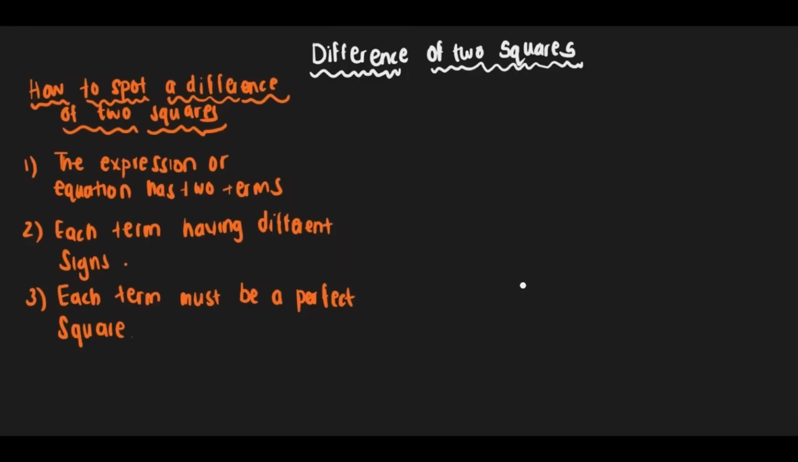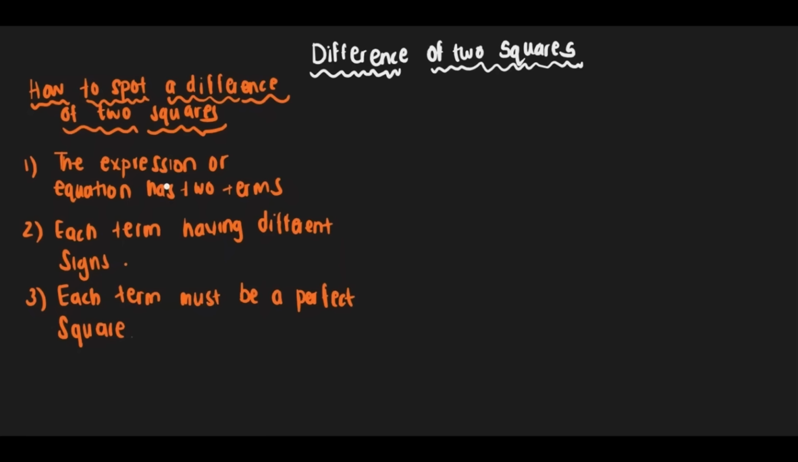In order to solve difference of 2 squares, we need to first make sure that our expression or our equation satisfies these 3 conditions, and it needs to satisfy all of them. So the first one says that the expression or equation has 2 terms. Then the second one says each term having a different sign, meaning one term is positive and the other one is negative. Then it says each term must be a perfect square, right? To check that each term is a perfect square, we're going to use square root.